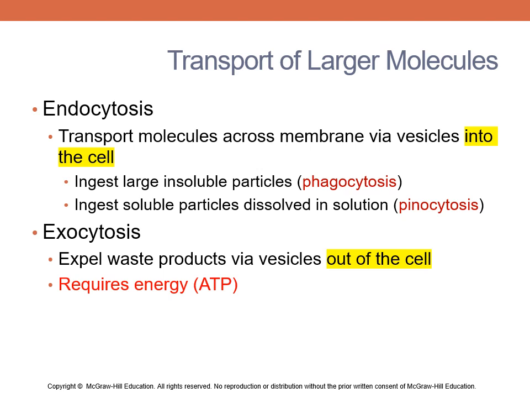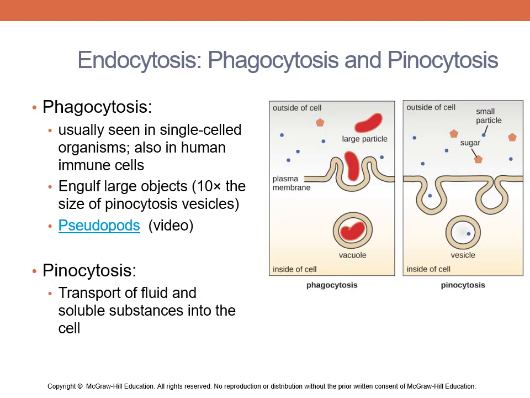Exocytosis is the process cells use to expel or get rid of products. Both endocytosis and exocytosis require cellular energy in the form of ATP. Phagocytosis can be witnessed in single-celled organisms and also in human white blood cells.